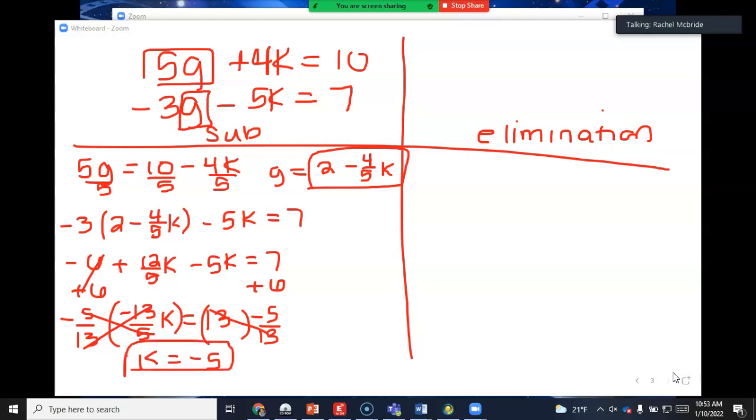We solve for g by plugging that back in. So 2 minus 4/5 times -5. Your 5's cancel, and a negative times a negative gives you a positive. So 2 plus 4 is 6. So that is solving using substitution.